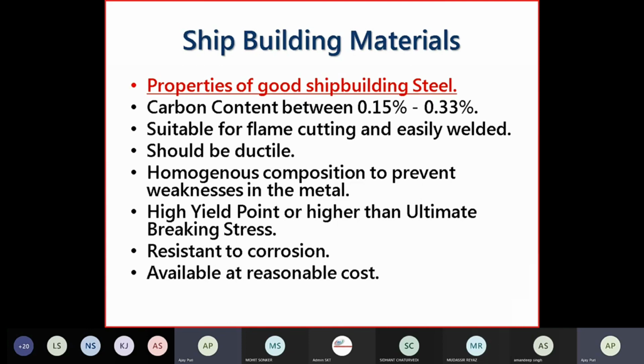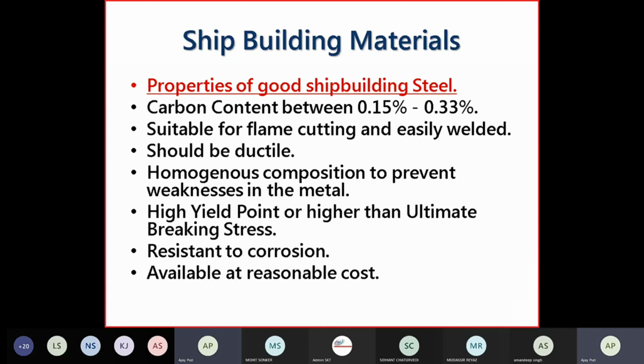So suitable for flame cutting and easily welded, because we have to do all those cuttings, fabrications. It should be ductile. It should have homogeneous composition to prevent weaknesses. Homogeneous ka matlab hai uske jo molecular structure mein, the material should inside and the grain should be similar on all the areas. Not ke ek jagah mein concentration ho gaya aur ek mein kam ho gaya. The high yield point or high UTS is required here. Otherwise, jaldi break kar jayega.